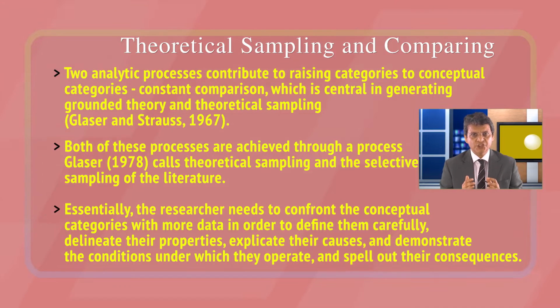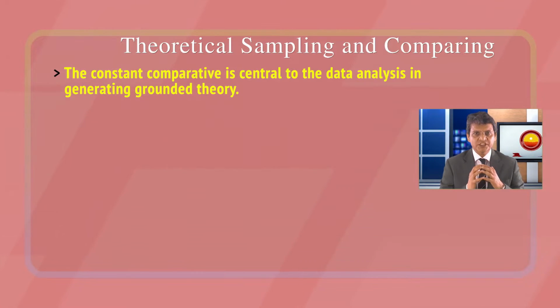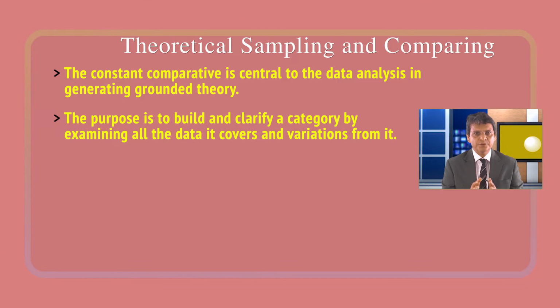Essentially, the researcher needs to confront the conceptual categories with more data in order to define them carefully, delineate their properties, explicate their causes, demonstrate the conditions under which they operate, and spell out their consequences. The constant comparison is central to data analysis in grounded theory. Friends, the purpose is to build and clarify a category by examining all the data it covers and variations from it.